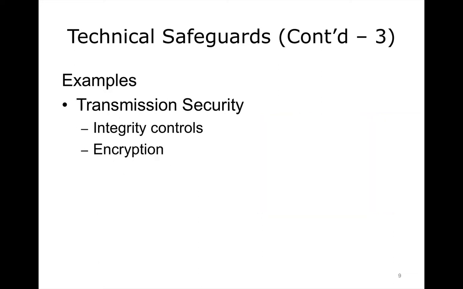The final technical safeguard we will examine is transmission security. Transmission security controls prevent unauthorized access to ePHI that is transmitted over computer networks, such as local area networks, LANs, or the Internet. Some methods that are commonly used to transfer electronic information from place to place include email, over the Internet, or over private networks.